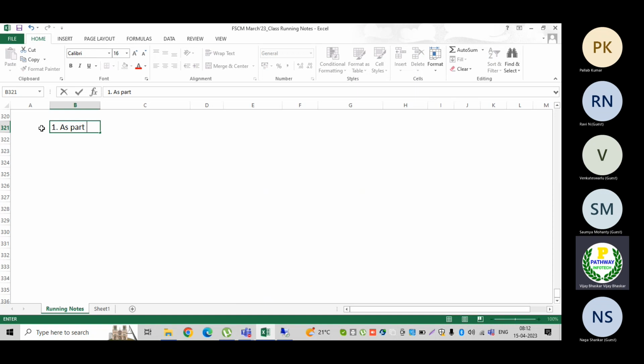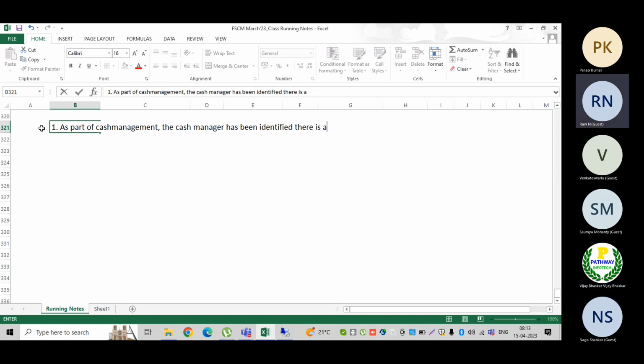Now let us think about this as part of the cash flow analyzer, or I will put it as part of cash management. The cash manager has identified that there are excess funds in the organization.